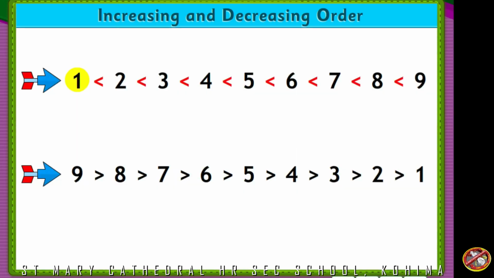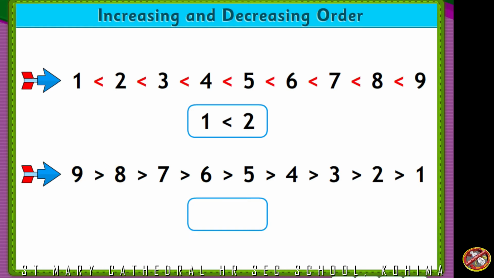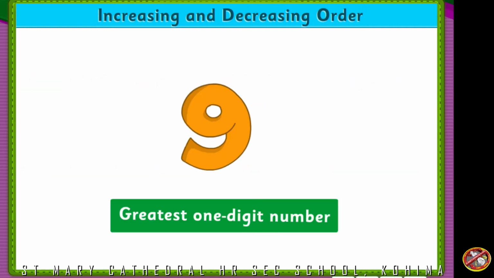1 is less than 2 can be written as 1 is less than 2. 9 is greater than 8 can be written as 9 greater than 8. The greatest one-digit number is 9.